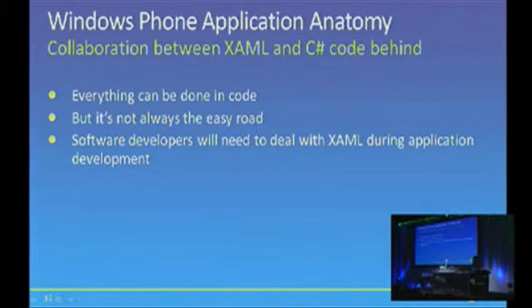So what we saw there is that the anatomy of a Windows Phone Silverlight application is XAML and code behind, and it's a collaboration between the two. Yeah, you could do everything in code. You could create your list in code. You could add it to there. You could create the button in code. You could create your grid in code, all that sort of stuff. But really, you want to be doing the layout stuff in XAML, either with XAML raw code or with the drag and drop in the properties in the Express. But because it's not always the easy road to do the code, as a software developer, you will have to deal with both of them.